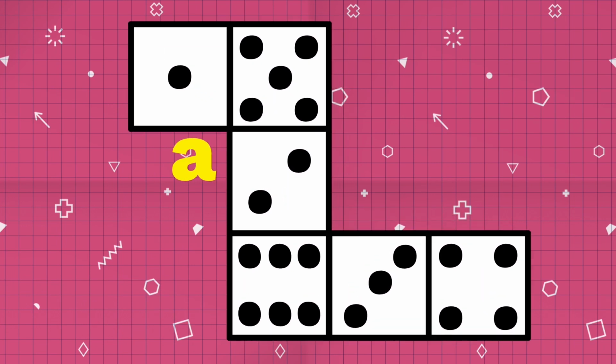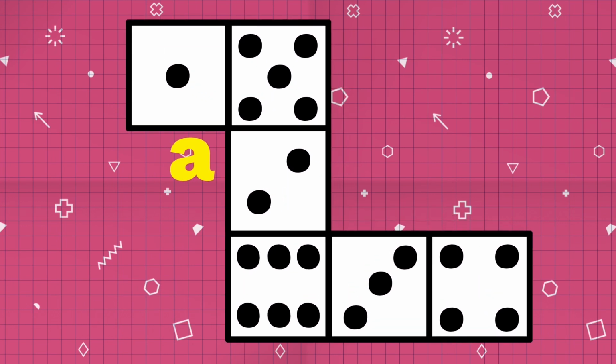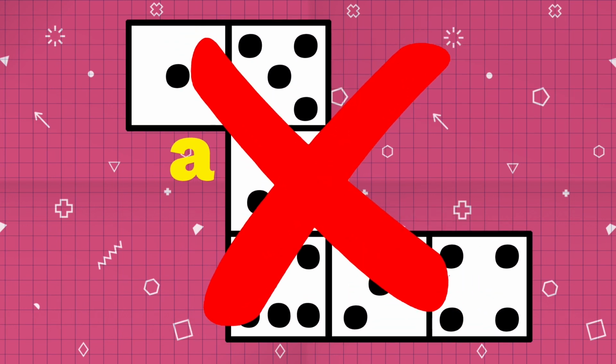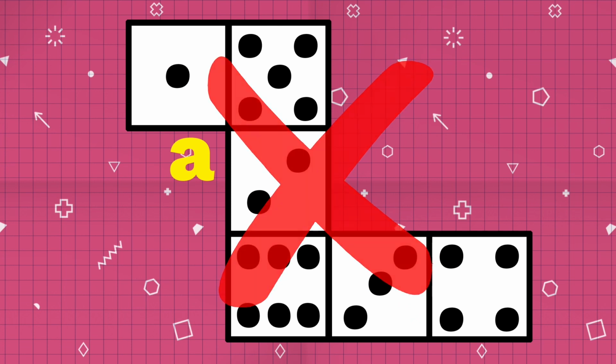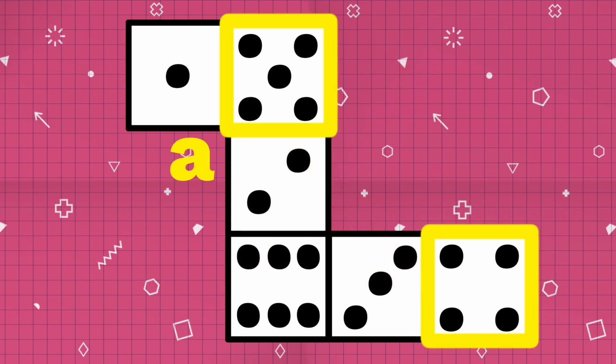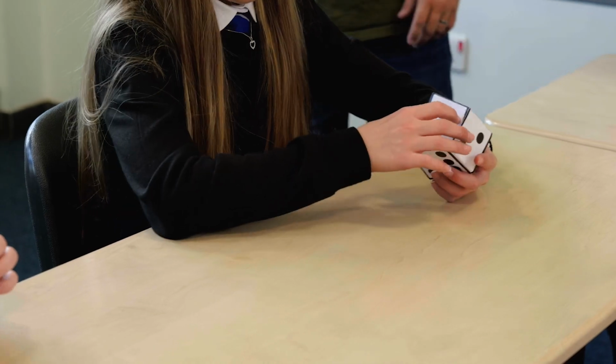Did you work out which nets could fold up into a cube? Let's look at each net and find out. Net A. This net has 6 squares, but it cannot fold up into a cube. The faces with 4 and 5 dots overlap. Okay, Paige, good. 4 and 5 overlap.